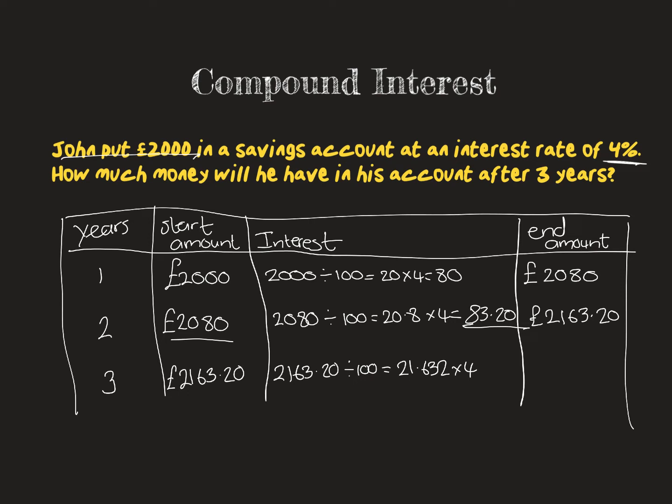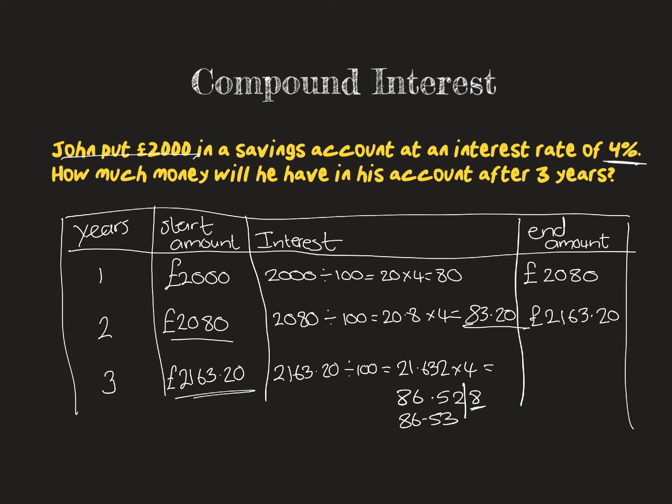21.632, and we're timesing that by 4, which gives us, I'm just going to run out of space here, so I'm going to put it below, 86.528. Now obviously the bank can't give him this part here, but we're going to round it up, and we're going to go with 86.53, so £86.53. So add that onto the amount you had at the start of the year.